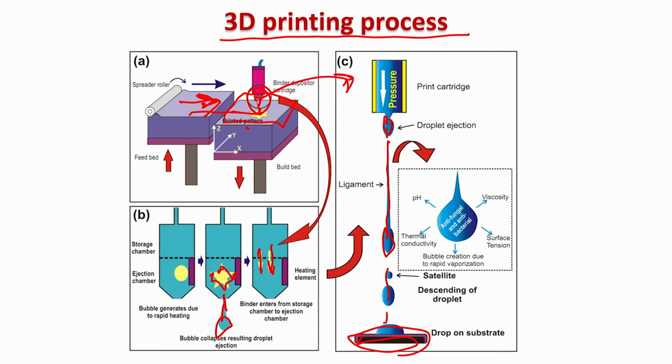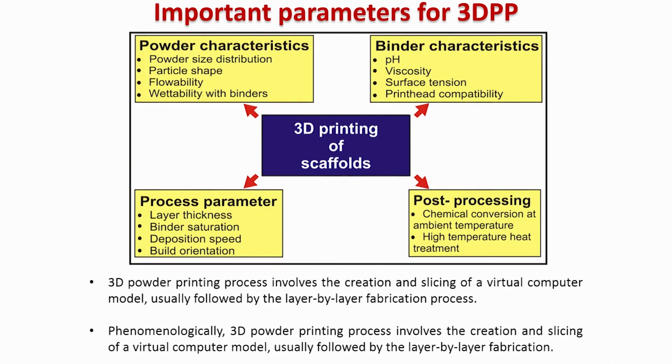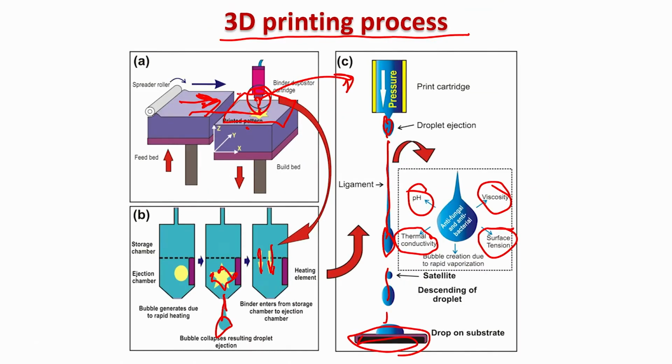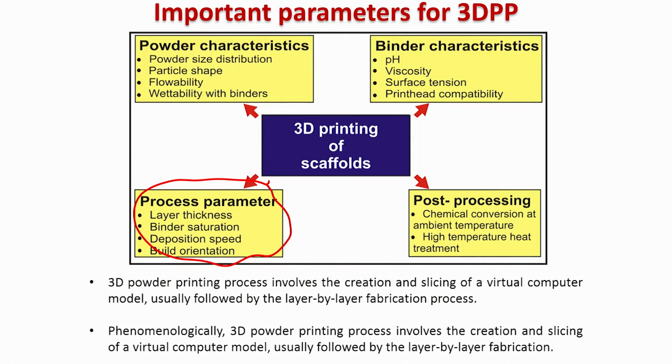Some of the important parameters of the binder are pH, that is the minus logarithmic hydrogen concentration of the binder solution, thermal conductivity, viscosity, surface tension, and so on. What are the important parameters for 3D powder printing? One is the process parameters, like the layer thickness for each layer, and therefore the binder saturation, deposition speed, and build orientation. Build orientation means, suppose this is one orientation, it can be minus 45 or plus 45 also. So, there may be different types of build orientation.